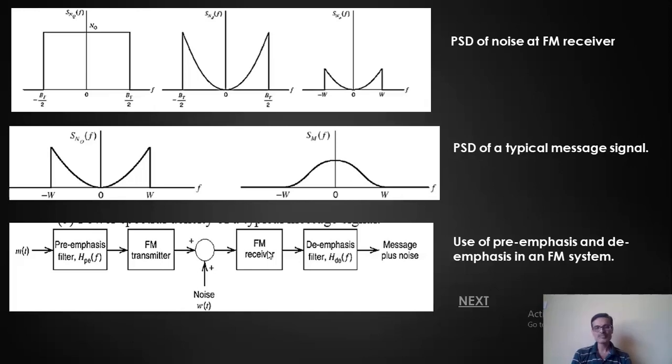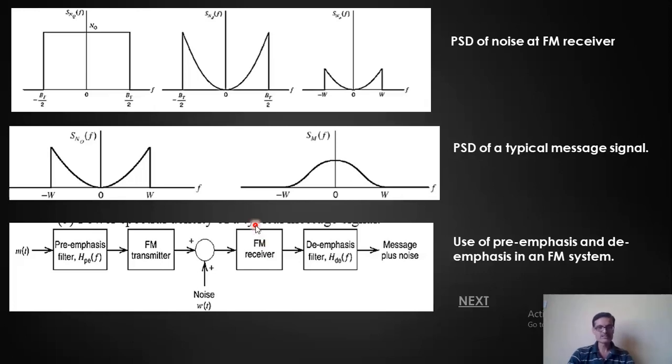Again, why do we face this problem, and why exactly do we need pre-emphasis and de-emphasis? I'll explain that by referring to these diagrams. This represents the PSD, the power spectral density, of the noise at the receiver of the FM. We discussed the noise PSD and the impact of noise in FM in the last video. If you are interested, please check my last video.